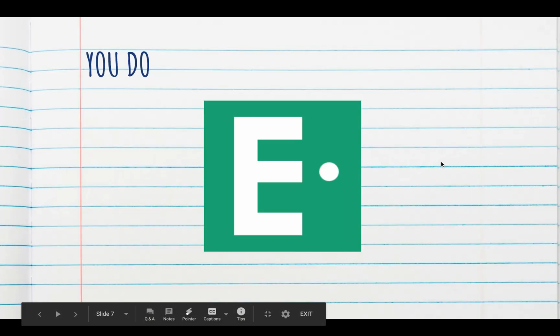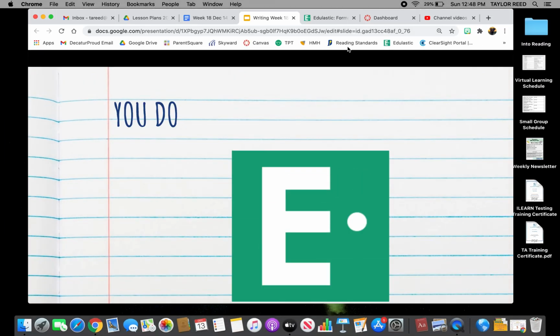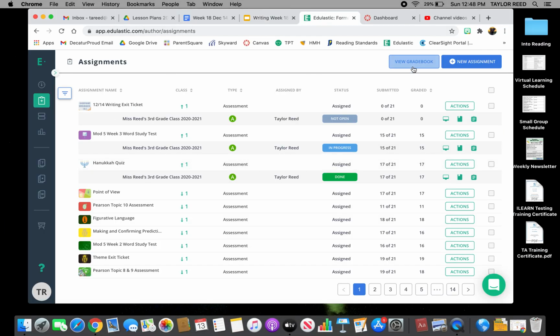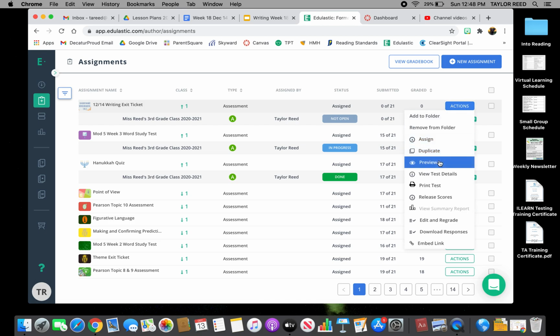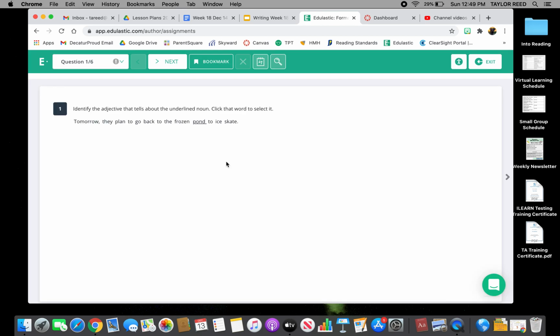Our exit ticket is going to be on Edge Elastic today, and I'll pull up what that looks like. Number 1, identify the adjective that tells about the underlined noun. Click the word to select it. So all of these words are able to be highlighted or clicked on, but you need to choose the word that is the adjective. So the noun here is pond. Which word describes the pond? Number 2 is the same way. Choose the adjective that describes the underlined word.